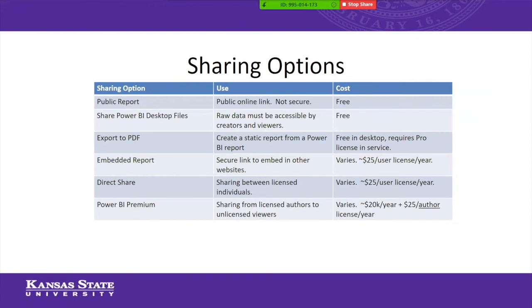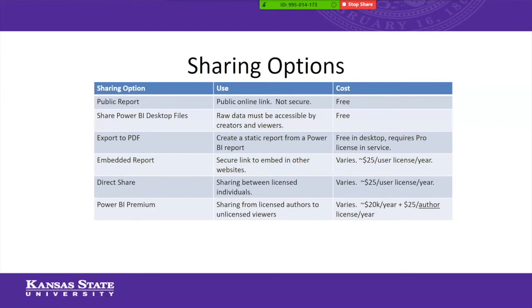So the license for the user is $25 to be able to share within this community we have of K-State. Yeah, so K-State pays for that site license. That's the $20,000, around there somewhere, as a contract with Microsoft. So we pay that as an institution.